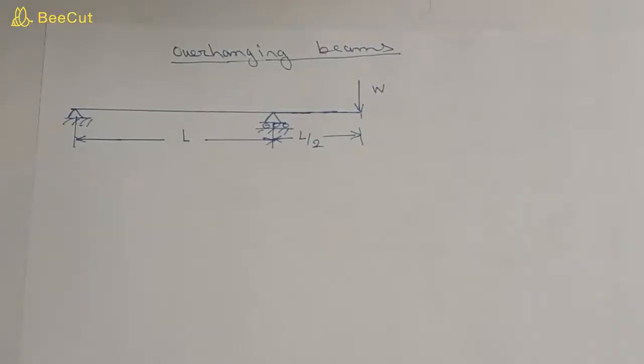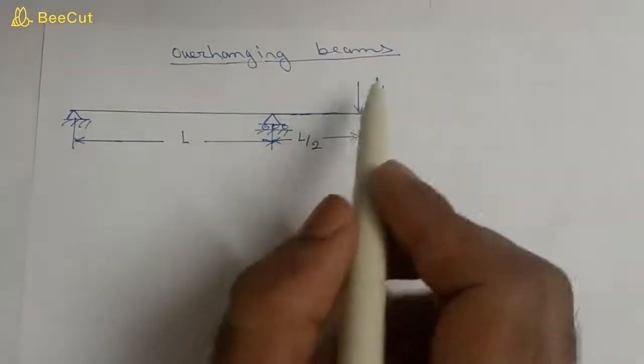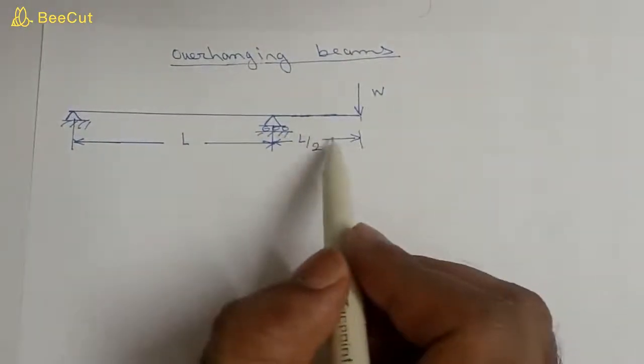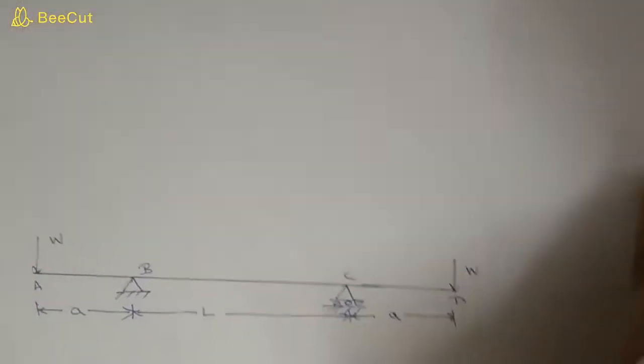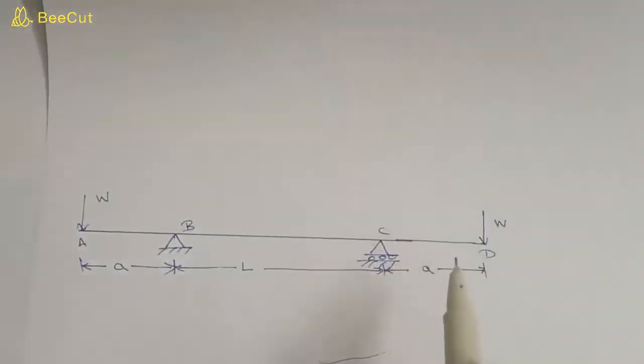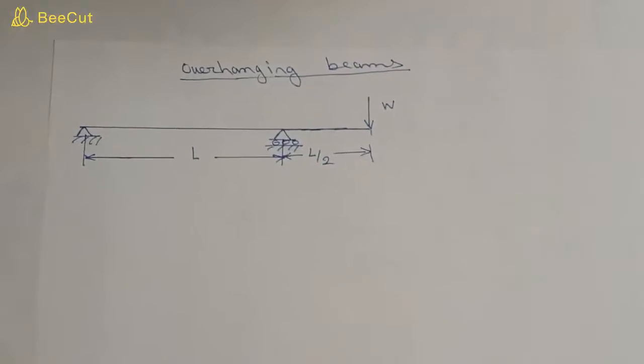Friends, in this video we will draw bending moment and shear force diagrams for the overhanging beams with point loads. So we have two questions in this video. First one is this overhanging beam with point load W at L by 2 distance from the roller support, and this is the second, a simply supported beam in which we have point load W at both ends of the overhang. So let's solve for the first case.